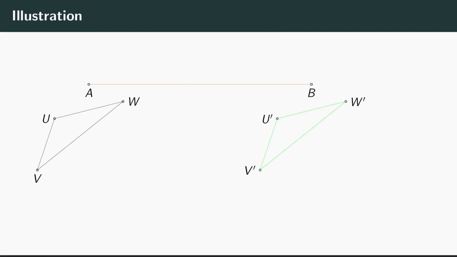So here's a picture of a translation. I have my two points A, B, and we're secretly thinking of them as defining a vector for us. We're thinking of going from A to B. And I have here a triangle UVW. Then if I translate it, I get this new triangle, U prime, V prime, W prime.